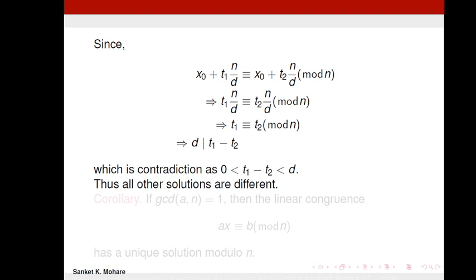But what are the values of t1 and t2? Since the values of t1 and t2 lie between 0 and d, their difference also lies between 0 and d. So is it possible that d divides t1 minus t2? Not possible, as this difference lies between 0 and d. So this statement contradicts, which is a contradiction. Thus all other solutions are different, which completes the proof.